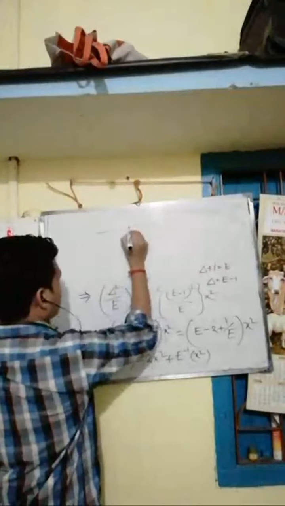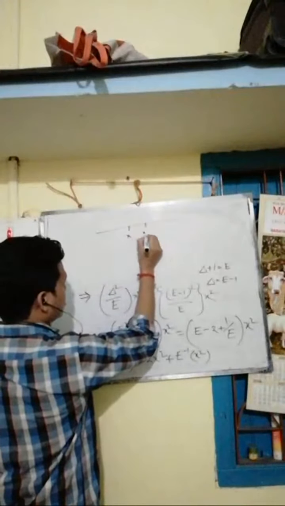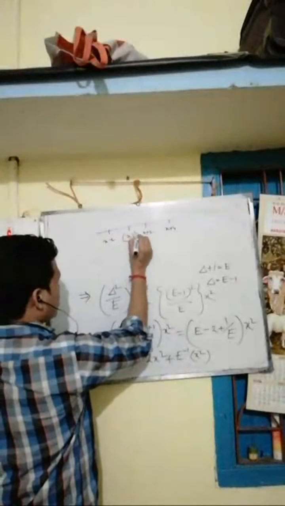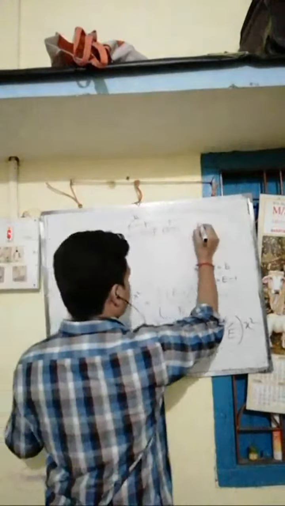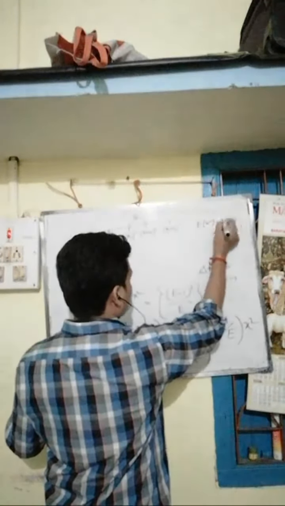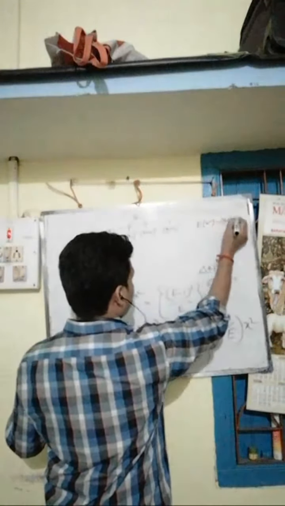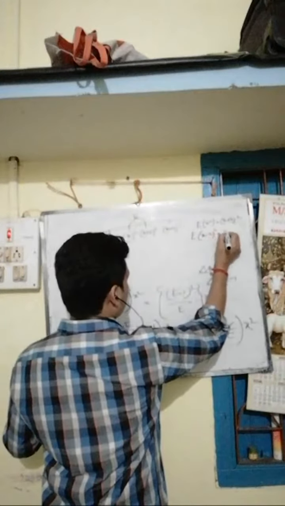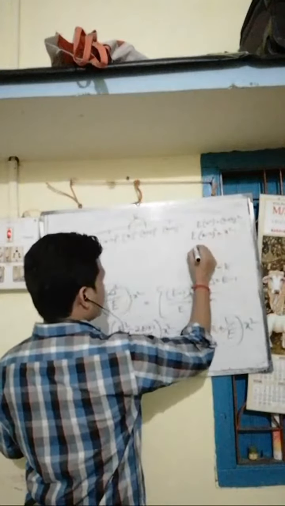E of x square: if you consider a function where the points at each 2 distance are x, x plus 2, x plus 4, x minus 2, the function x square gives x plus 2 whole square, x plus 4 whole square, x minus 2 whole square. If you apply E upon this function, E of x square equals x plus 2 whole square. Similarly, E inverse of x square equals x minus 2 whole square.